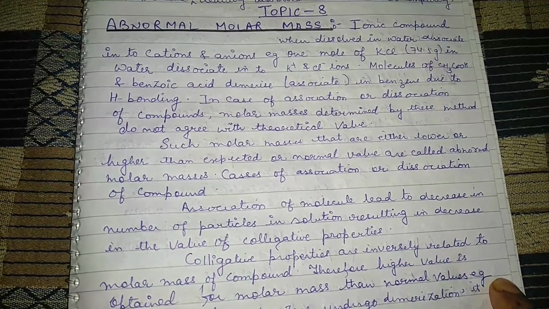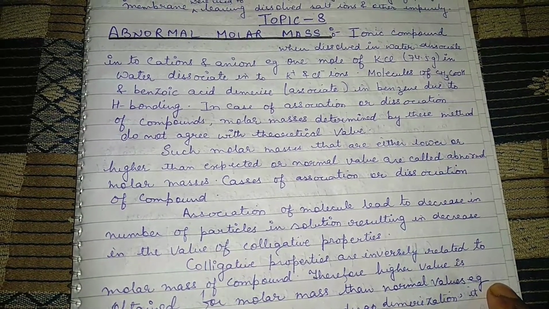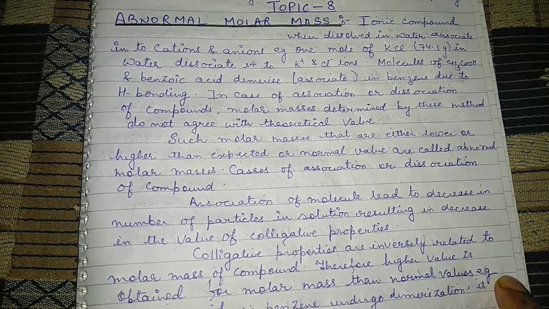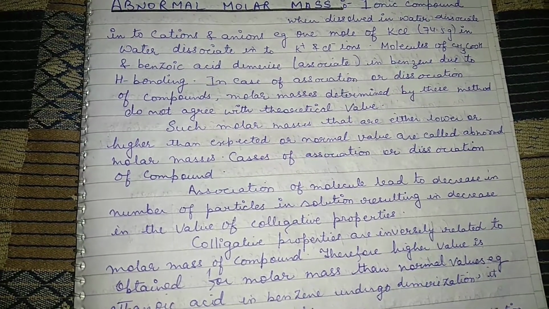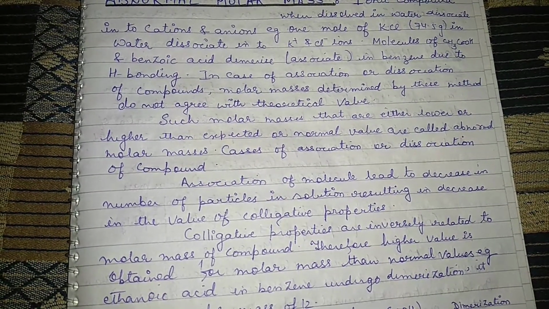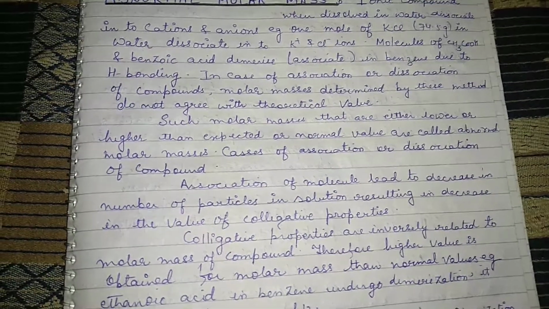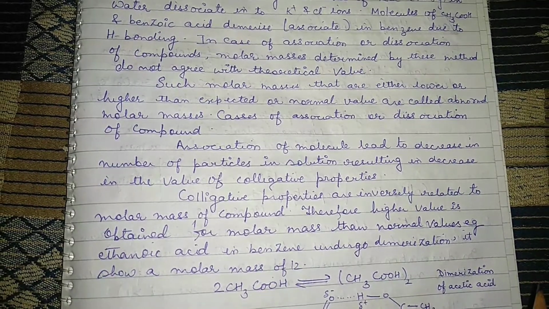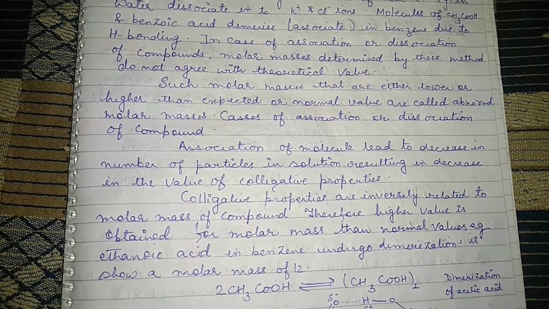In case of association or dissociation of compounds, molar mass determined by these methods does not agree with the theoretical value. Such molar masses that are either lower or higher than the expected or normal values are called abnormal molar masses. Cases of association or dissociation of the compounds.